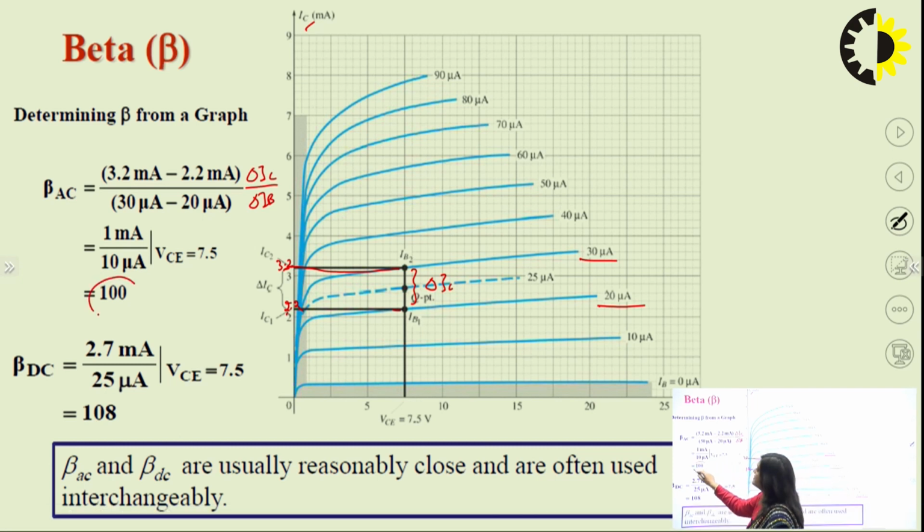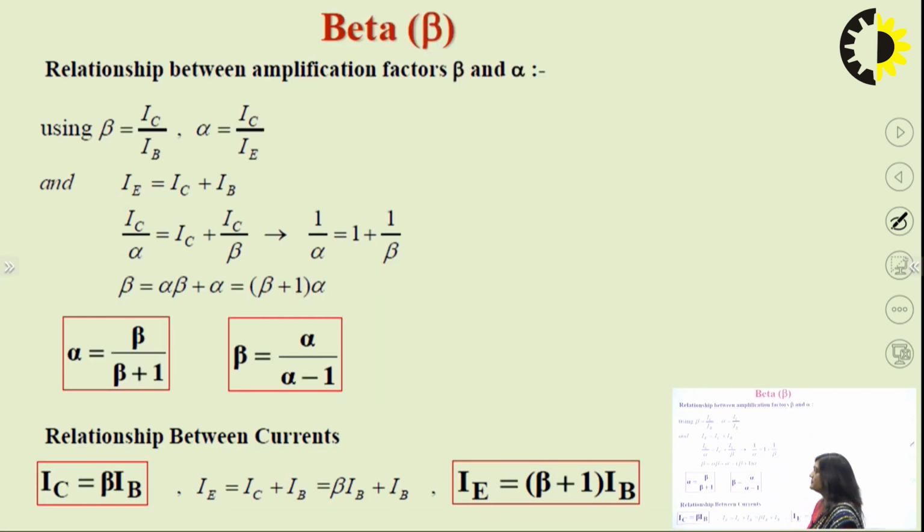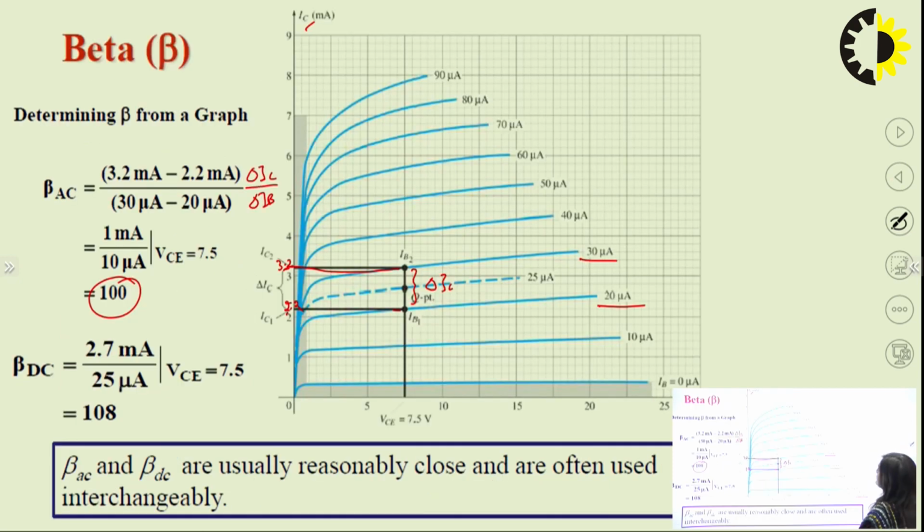By solving this we have the value of beta AC equal to 100. Beta DC we can calculate by taking any point here, where the IC value is 2.7 and the IB value is 25 microampere. At 25 microampere we can see this Q point here. So the value of beta DC is 108. So beta AC is 100 and beta DC is 108. Generally the values of beta AC and beta DC are the same in most cases.